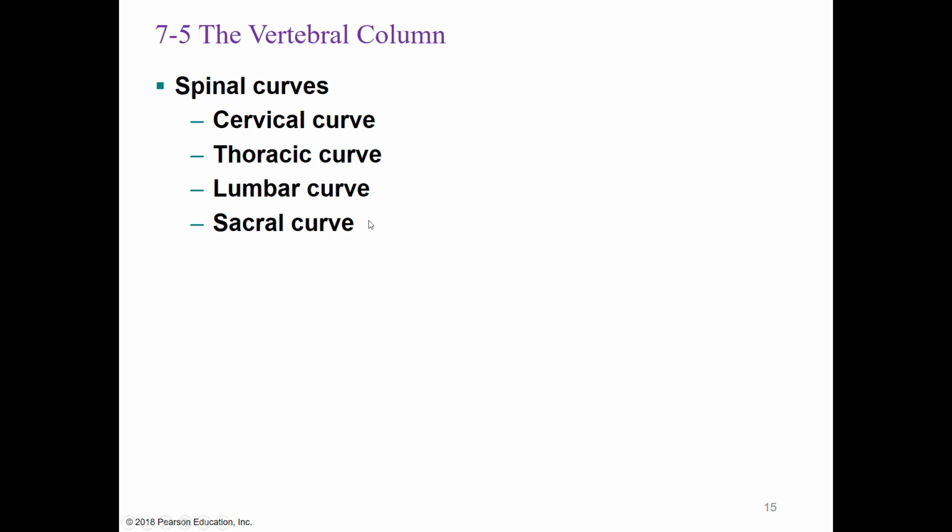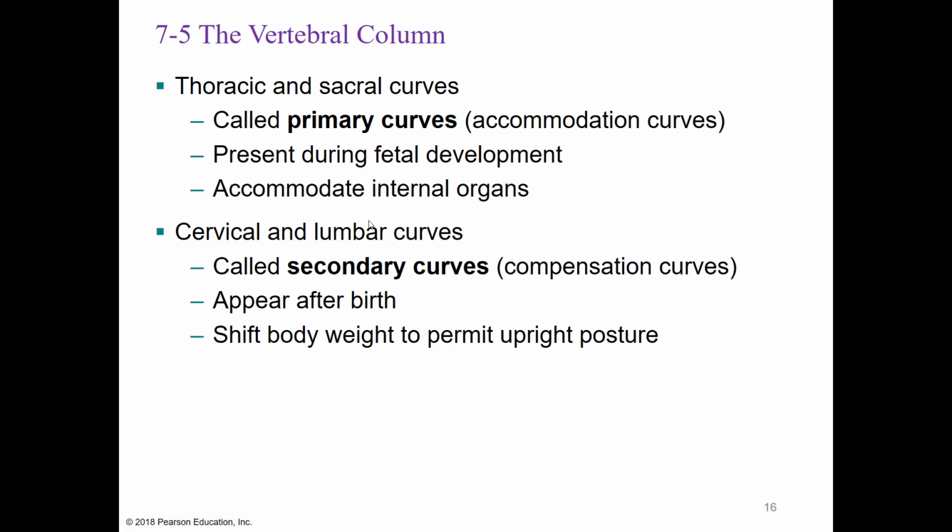The thoracic and sacral curves are called primary curves, or accommodation curves, and they're primary, which means first, because they appear during your fetal development. So before you are ever born, you develop these curves, and their job is to accommodate your internal organs.